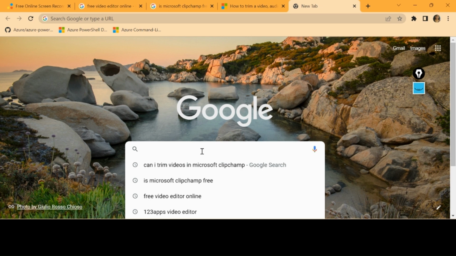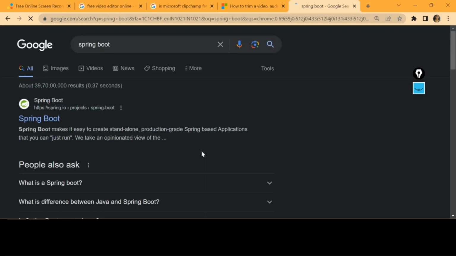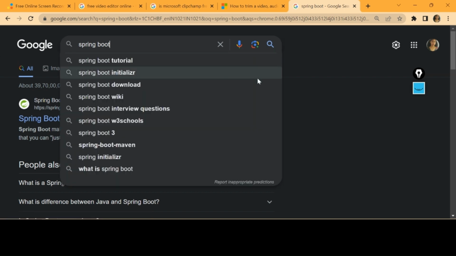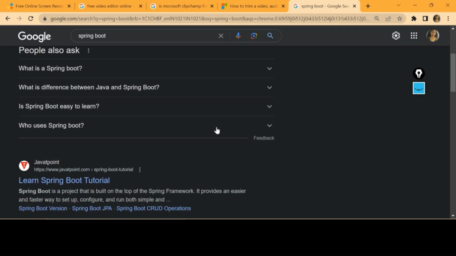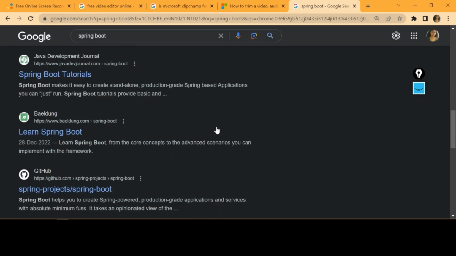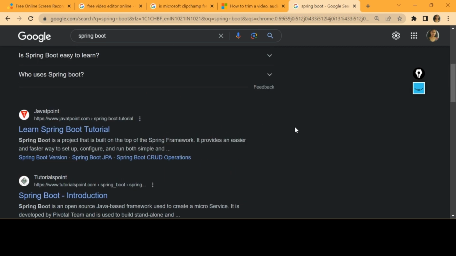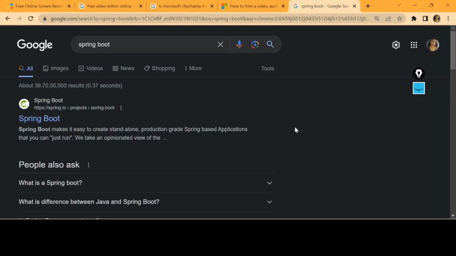Open Google and type something. Let me type Spring Boot search. Okay. Here, the browser requested information regarding Spring Boot. The server processed and it has given responses. These are the responses. All these are happening through HTTP, Hypertext Transfer Protocol.